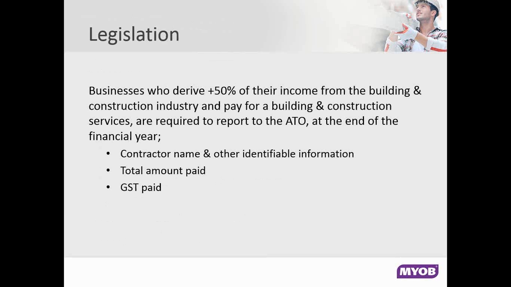Okay, all right, legislation. A quick wrap-up of what it's all about. Businesses who derive more than 50% of their income from the building and construction industry and who pay for a building and construction service are required by law to report this to the ATO at the end of the financial year. That includes the total amount paid, the GST paid, and contractor information: ABN, telephone numbers, and addresses, if you've got them.